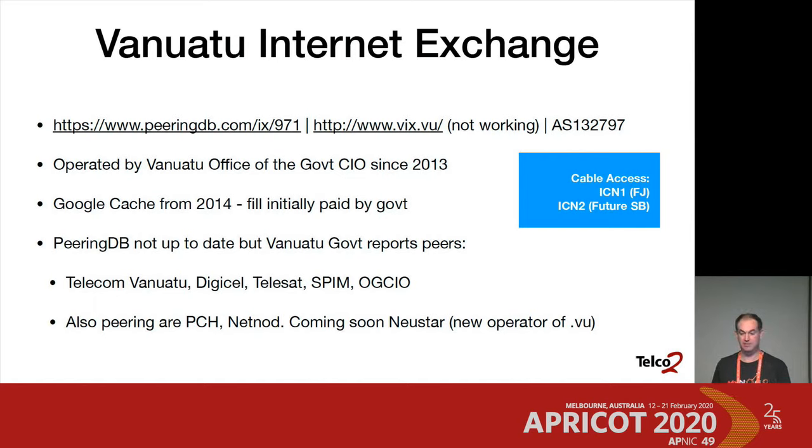PeeringDB is not up to date for Vanuatu IX, and their website isn't working right now, but they do have an ASN, and private conversations with Vanuatu OGCIO tell me that Telecom Vanuatu, Digicel, Telesat, SPIM, and OGCIO are peering. So these are ISPs plus the government network, and we also have Packet Clearinghouse and NetNode, and we're going to get Newstar soon, who are going to be operating .vu. So that's Vanuatu.